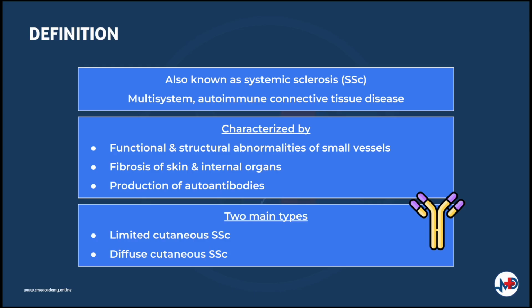Scleroderma, also known as systemic sclerosis, is a multisystem autoimmune connective tissue disease characterized by functional and structural abnormalities of the small vessels causing fibrosis of the skin and internal organs due to the production of autoantibodies. There are two main types of scleroderma, namely limited cutaneous scleroderma and diffuse cutaneous scleroderma.